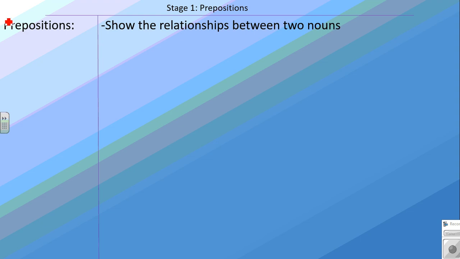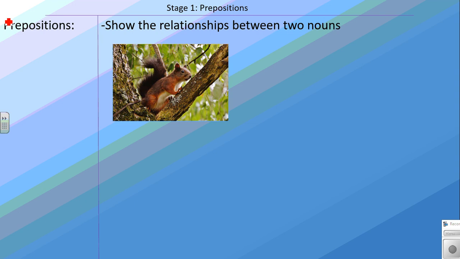So prepositions, a little more about those. Prepositions' fancy definition is they show the relationship between two nouns. I've heard them taught several different ways. My Latin teacher taught me it's anything a squirrel can do to a tree.